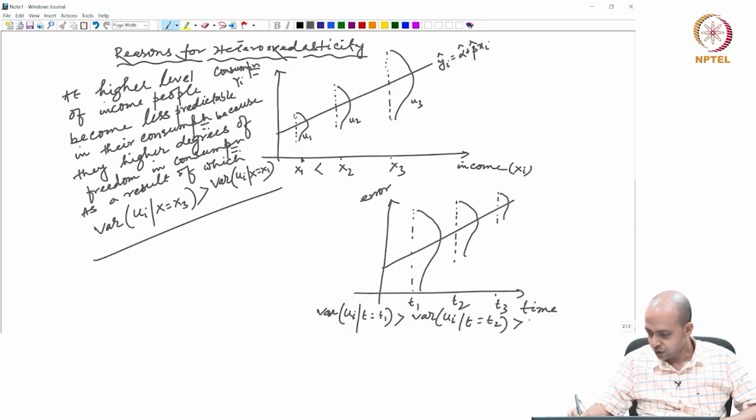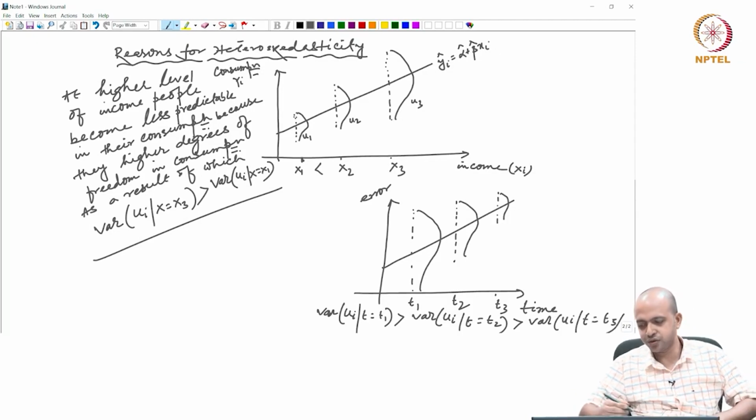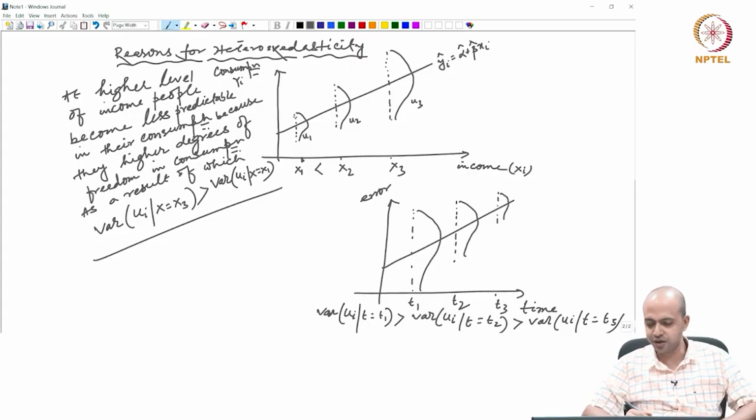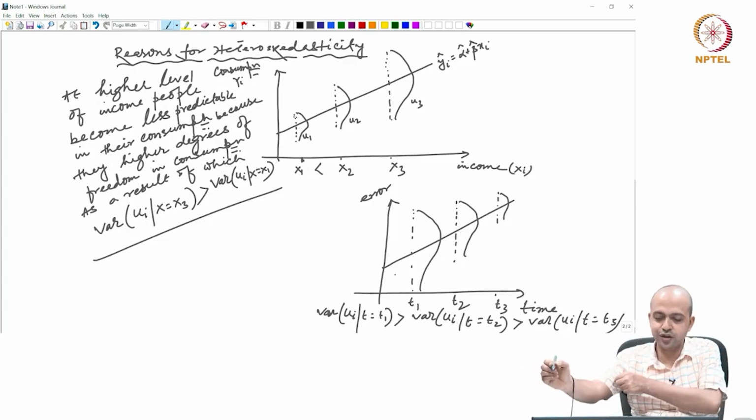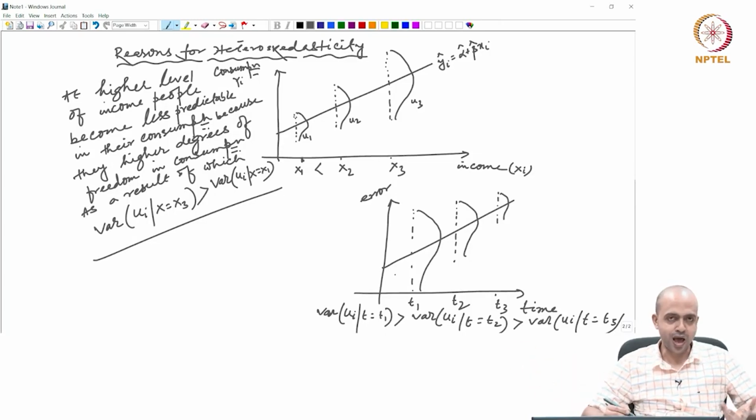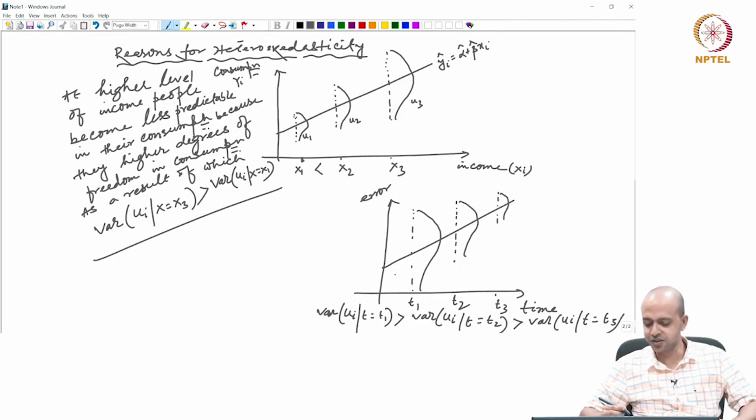variance of ui given t equals to t3. Whatever might be the case, whether it is increasing or decreasing does not matter. In this case, we see an increasing pattern of the error variance, in this case we see a decreasing pattern of error variance, but whatever happens, error variance is not constant, that much we can say, and these are the reasons for error variance not to be constant, right. That means there might be heteroscedasticity problem.